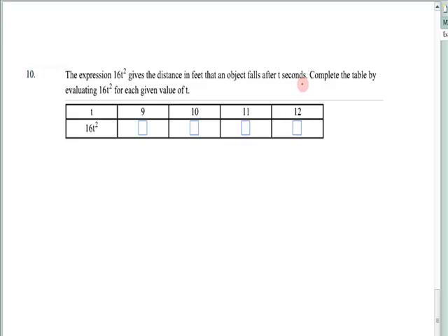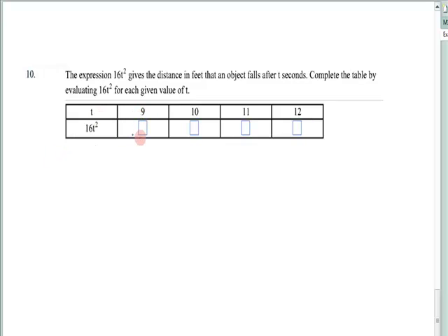Meaning, if you were at the top of a building and dropped an object, please don't do that, but if you did and it began to fall, each second that it was falling, this gives you how far it falls at the end of that second. All right, so this really is 4 separate questions.